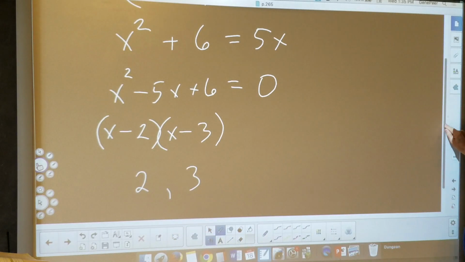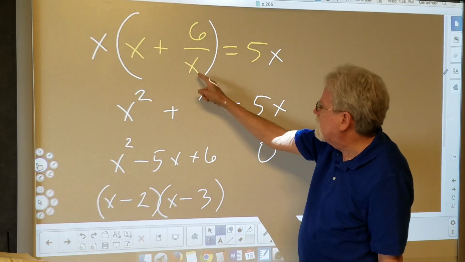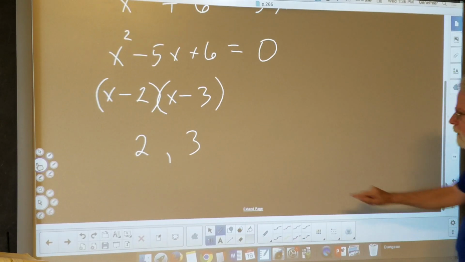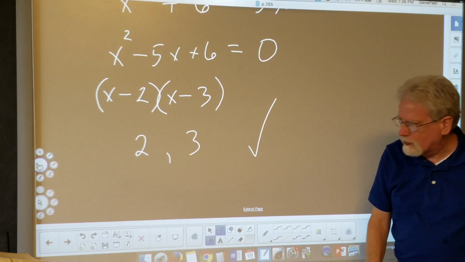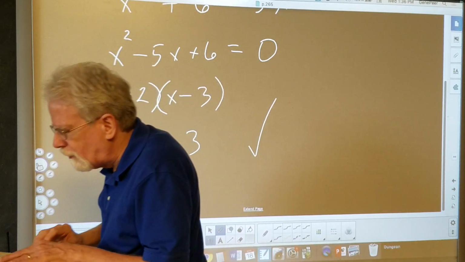Are they both legal? We go back to the original. The only thing x is not allowed to be would be a 0 right there. We got answers of 2 and 3, so they are both good. We get 2 answers. We move on to the next example.